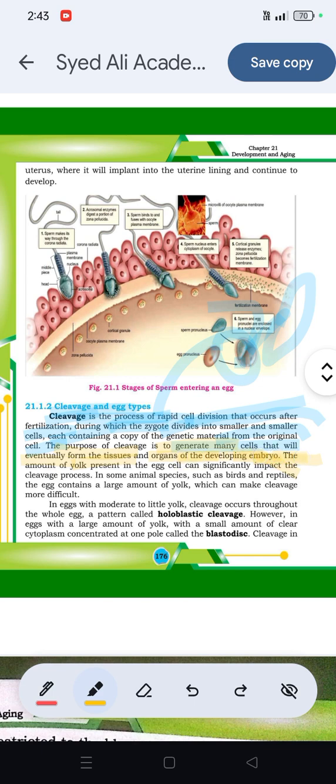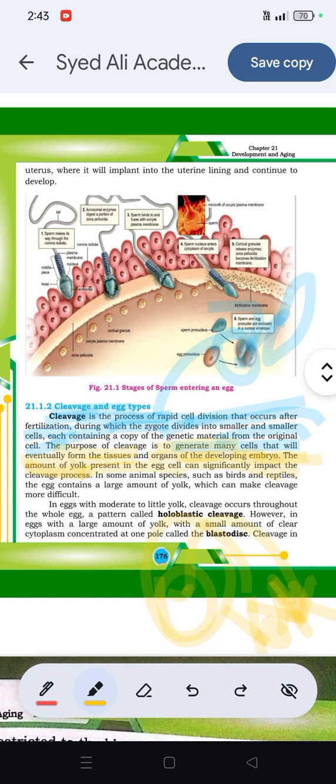The amount of yolk present in the egg cell can significantly impact the cleavage process. If this is the egg, we know, right? The amount of yolk is the yellow part. The amount of yolk which is present in the egg cell will significantly impact. This means if we have a small amount, it will impact. Even if we have a large amount, it will even impact. So like that, I'm sure it would be clear.